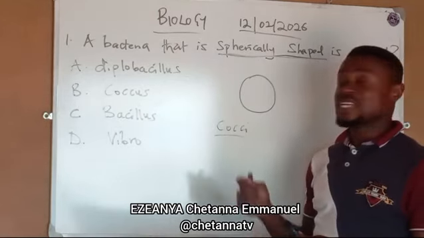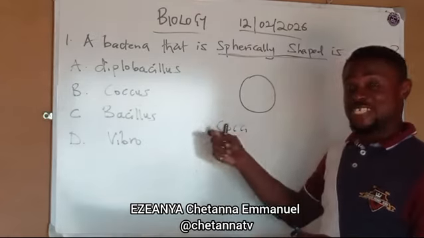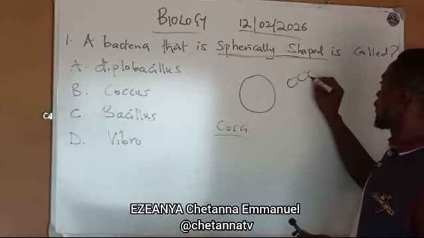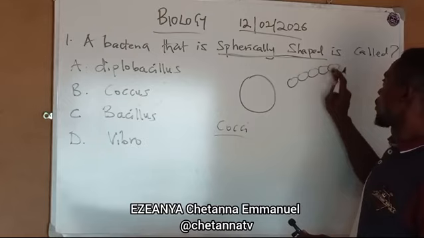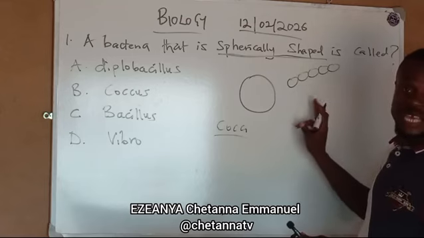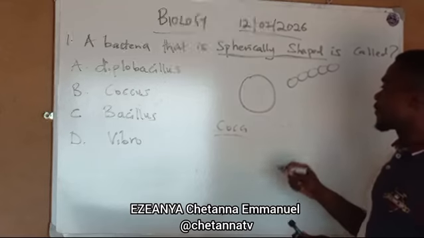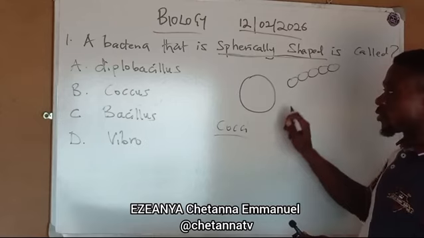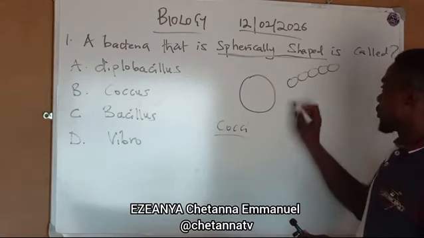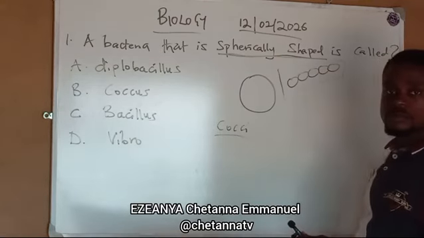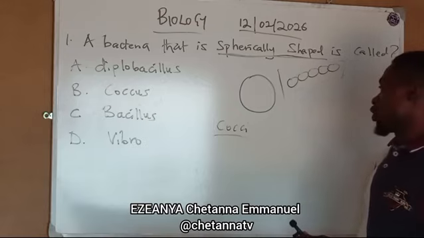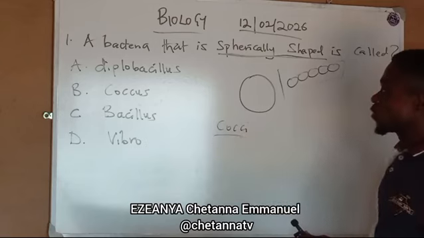Sometimes this spherical shape may be in chains, something like this. Any other description has to do with how they appear. But the shape itself, if it is spherical, is coccus. Streptococcus. But let's look at the other options.